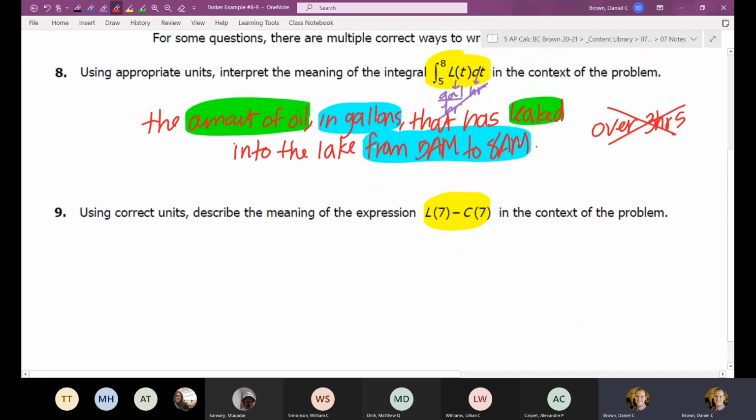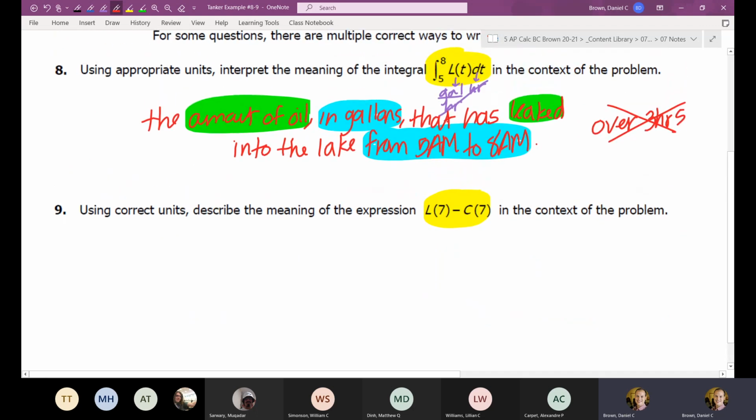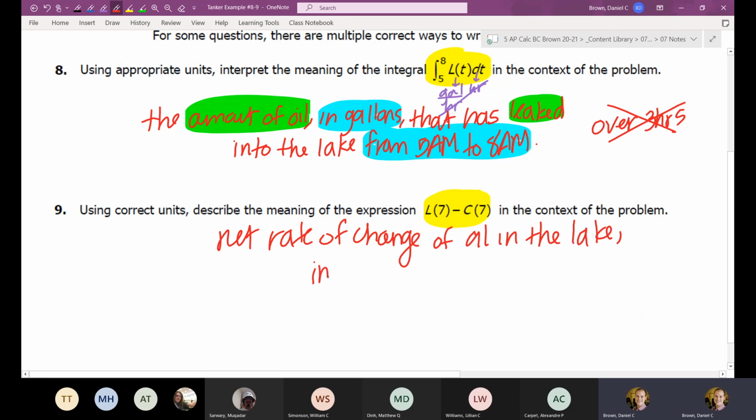All right, and then number 9: using correct units, describe the meaning of L of 7 minus C of 7. This actually relates to one that we already did. We know that both L and C are representing rates, so we want to talk about that rate. So this would be basically the net rate of change of oil in the lake in gallons per hour at 7 a.m.